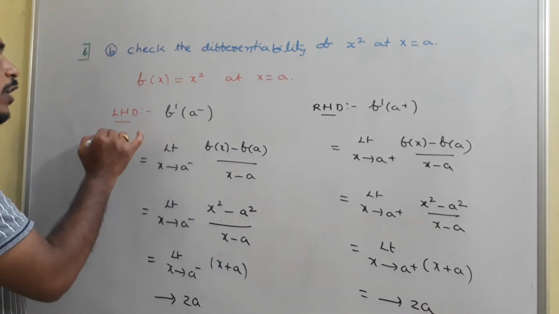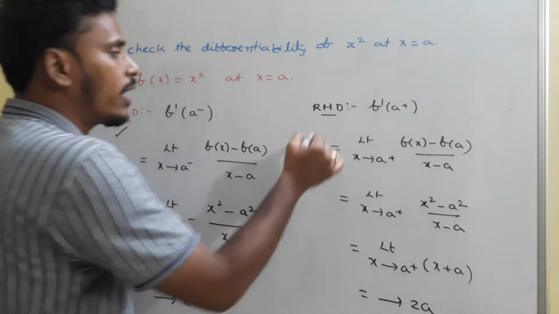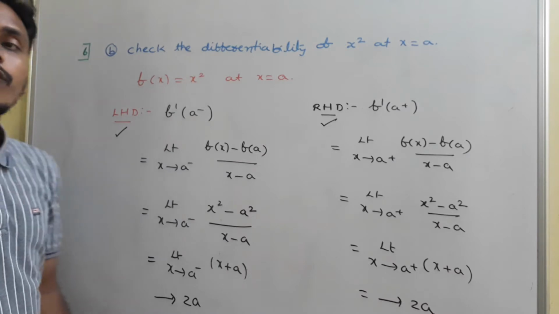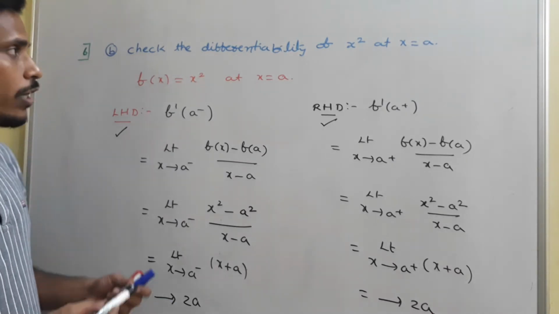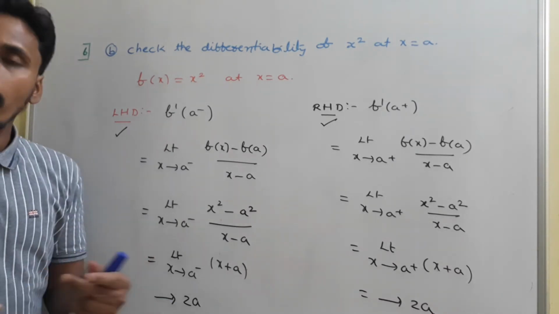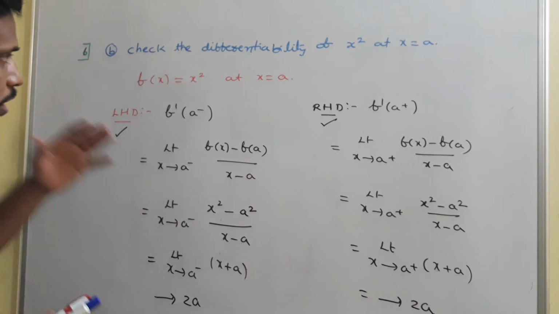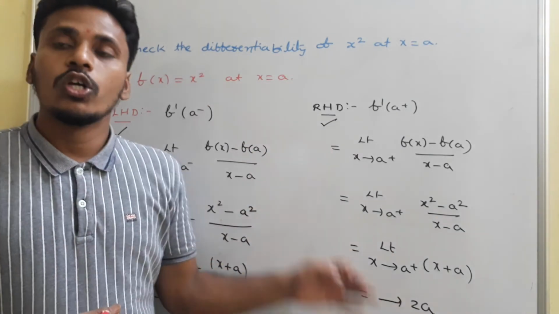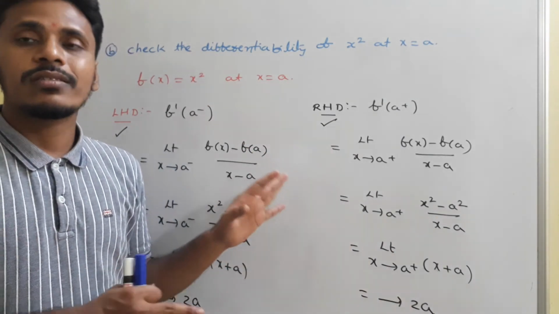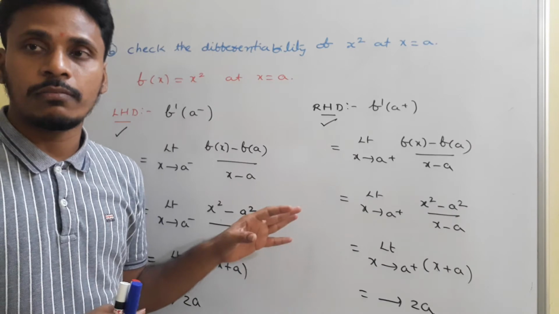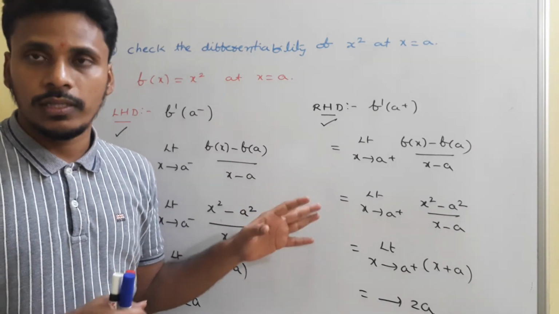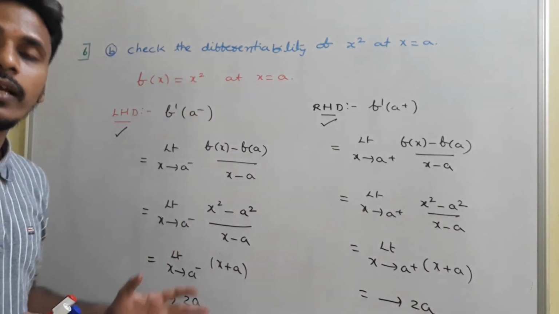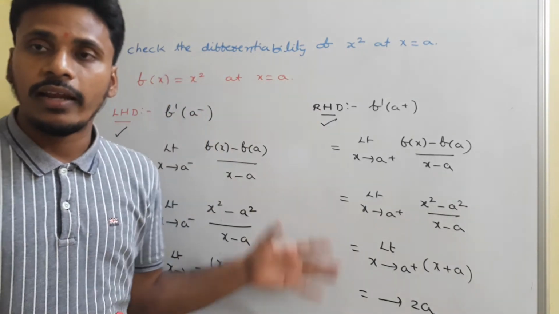So the left hand derivative is 2a, and the right hand derivative is approaching 2a. So the derivative is 2a. The function is differentiable at x equals a, the derivative exists for x square at x equals a, and its derivative is 2a. This is what we call the standard procedure, the basic method or first principles method. I will mention again: first of all, pay attention to the way of finding the left hand derivative as well as the right hand derivative.